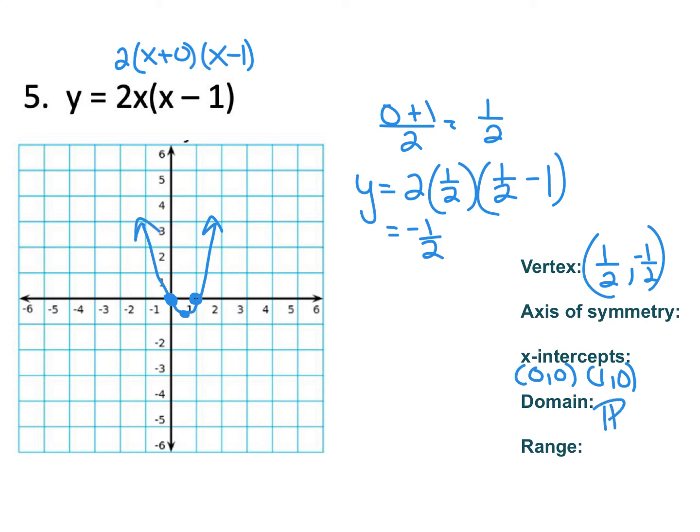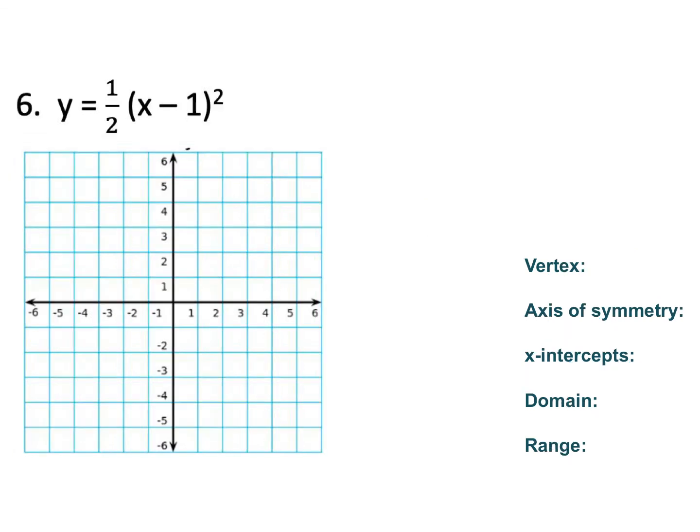So domain is all real numbers. Range would be y is greater than or equal to -1/2, the y value of the vertex. Axis of symmetry, I need to list that, would be the vertical line, it's kind of sloppy, but through the vertex, x equals 1/2. If you're asked to find the y-intercept, it's right there. It's also (0, 0). Okay, your turn to do this one. Press pause, hit play when you're ready to check your answer.